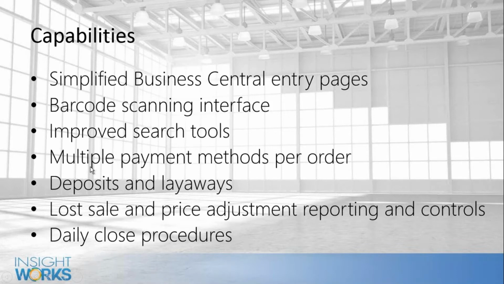We can take payments, and we can take multiple payment methods. So somebody could pay us part cash, part credit card, or a couple different credit cards or whatever. And we can also do deposits and layaways. So we can track deposits on cash sale customers. So a random customer can walk in, they're not on account or anything, give us a deposit, and we can track that and apply that to the final order and everything else. And doing returns and all sorts of things. We've also got reporting for lost sales and price adjustment and all those sorts of things.